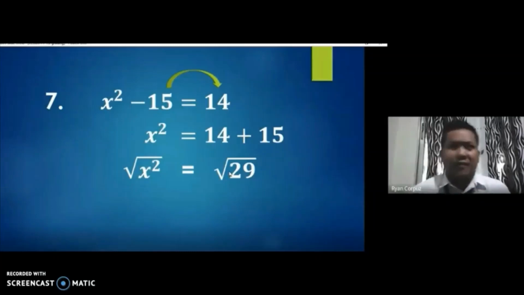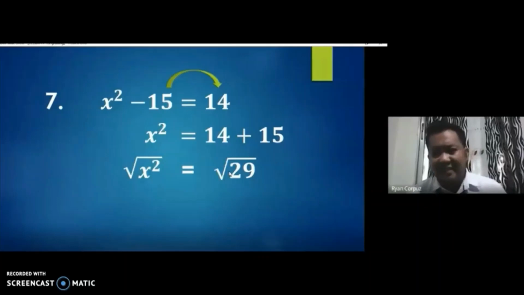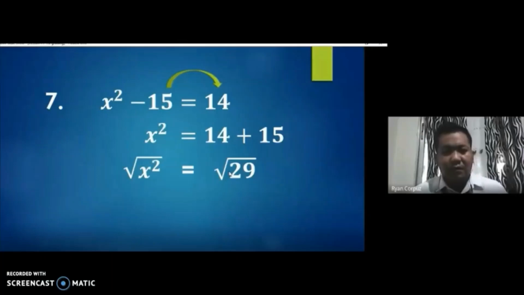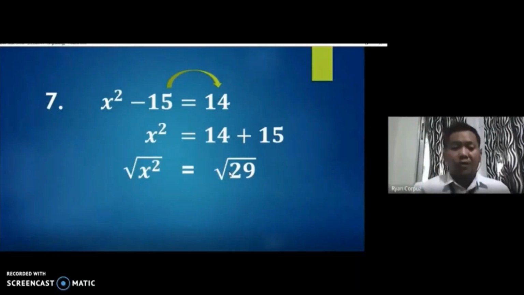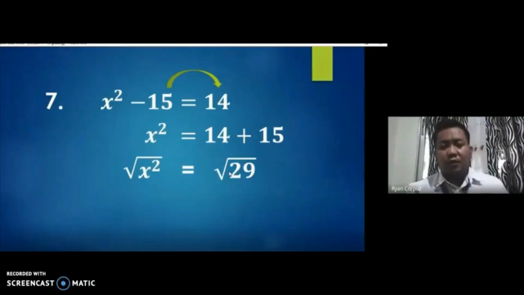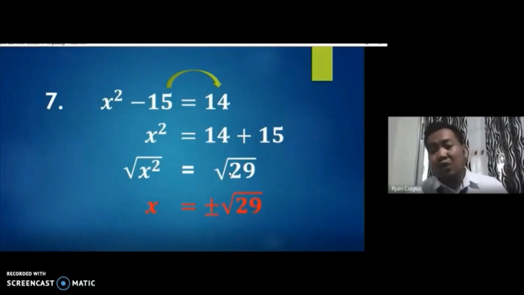But if we're going to look at 29, 29 does not have factors where one of its factors is a perfect square. So if that is the case, it is not like the other numbers that we find factors where one of its factors is a perfect square. In the case of 29, there are no factors of 29 wherein one of its factors is a perfect square. So that's why when we are going to solve number 7 for the square root of 29, it will stay as square root of 29.